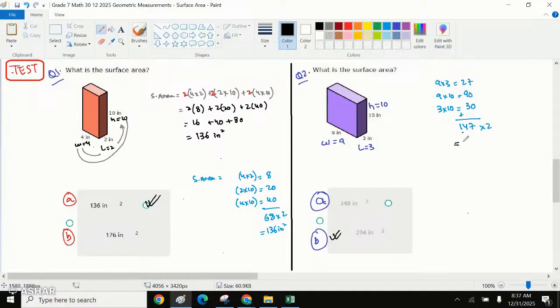It comes out to be 294 inches squared. It's not 348. We need to confirm that it is 294. See, what I did was I made my life simple. I did the working like this because for me, more important in this question is to mark the correct option, right? So for us, important is to mark the correct option. So we go to the test and we click on the correct option.